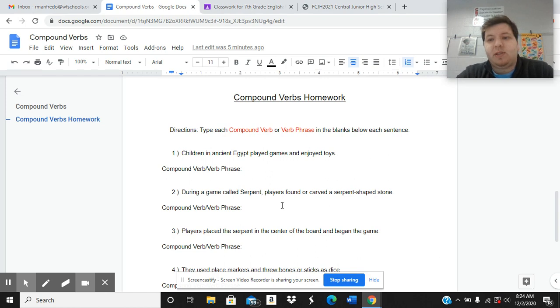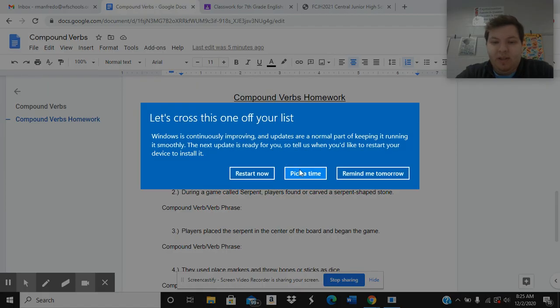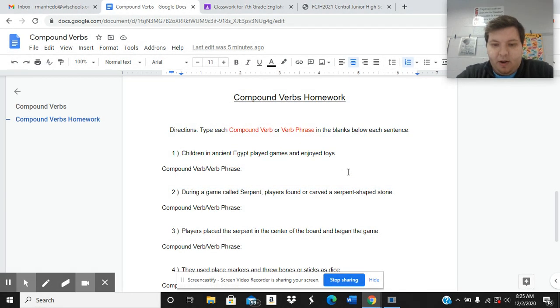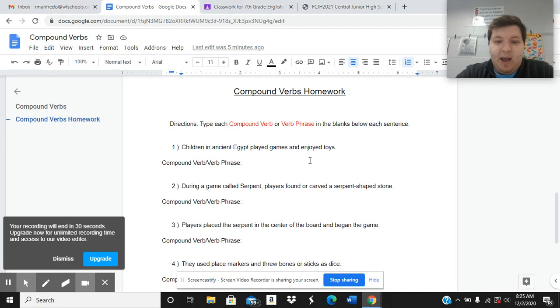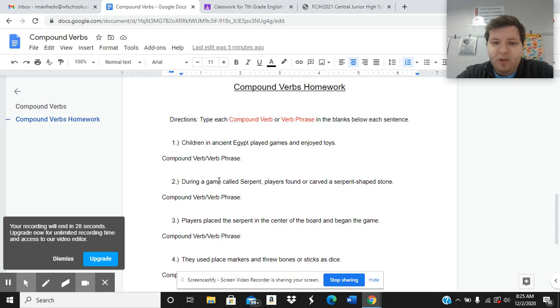It's pretty similar to what you guys have done in the past. Type each compound verb or verb phrase in the blanks below each sentence. All you have to do is identify it and type it in the blank below. What you would do is find both actions performed by the subject of your sentence and then just type them below. Let's do number one together.